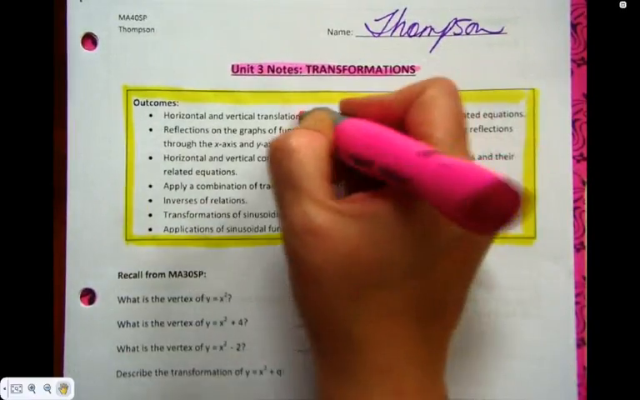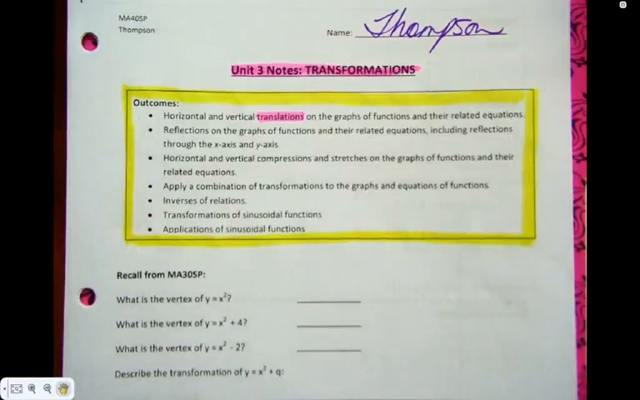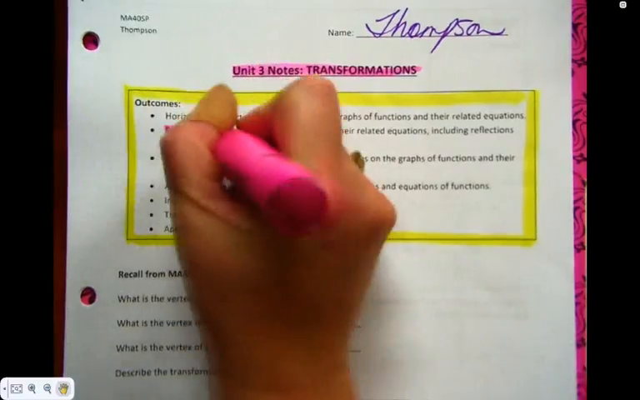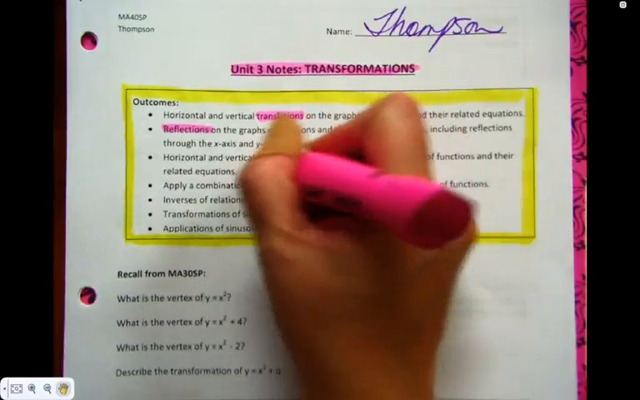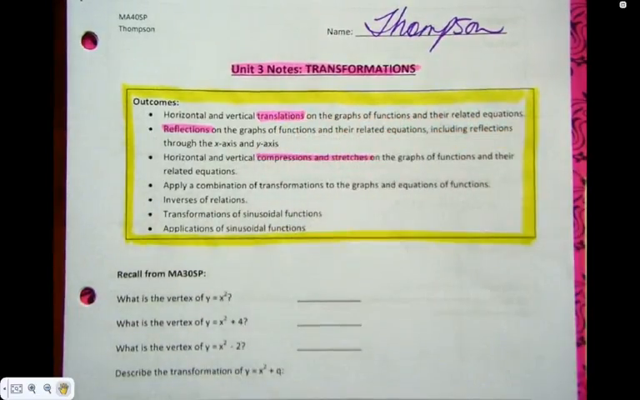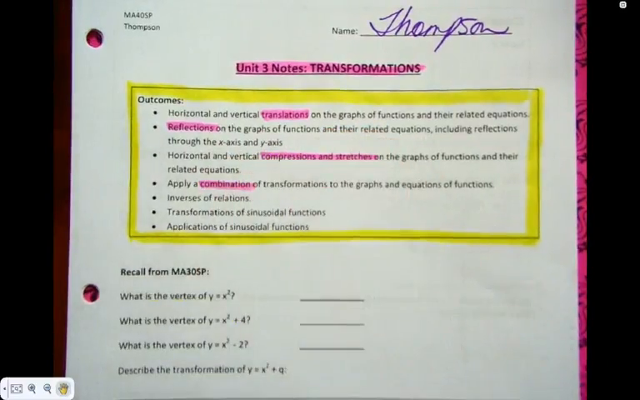So the first thing we're going to talk about today are what are called translations, which you actually did way back in grade 9, and you did them in grade 11. You just didn't know it. Then we're going to go on to what's called reflections. Again, you did those in grade 9. It's not new. Third thing is something called stretches and compressions. Then we're going to do a combination of all three of those.